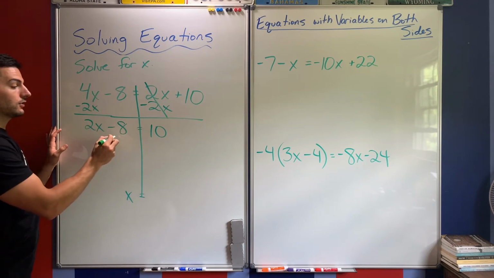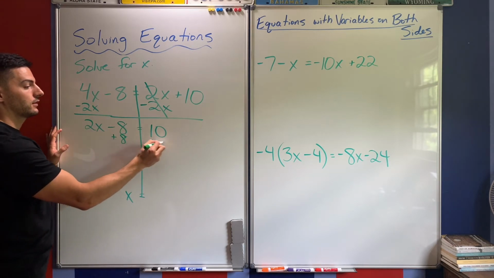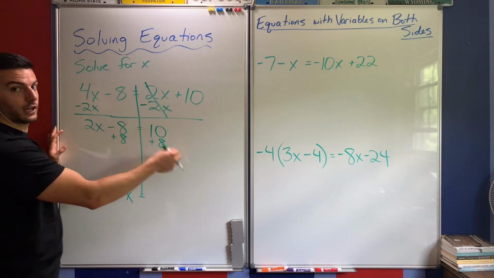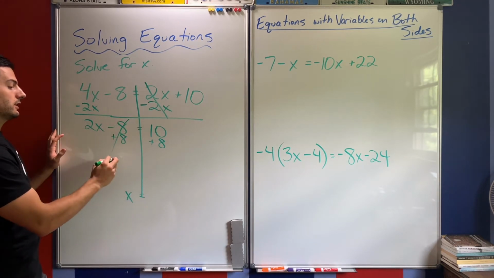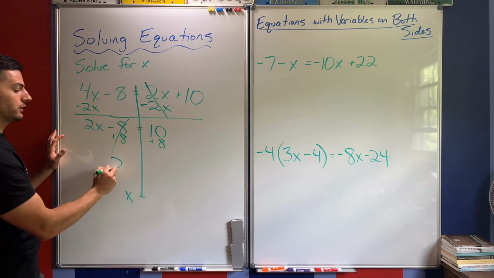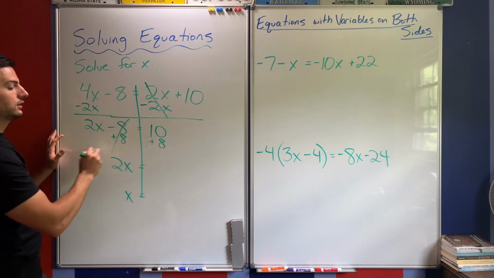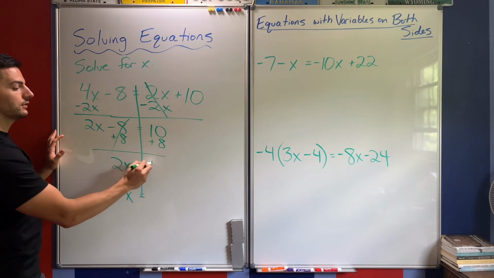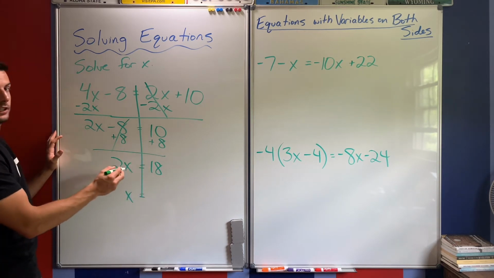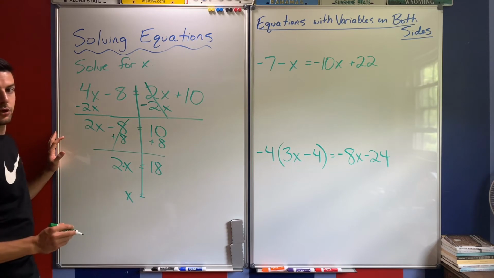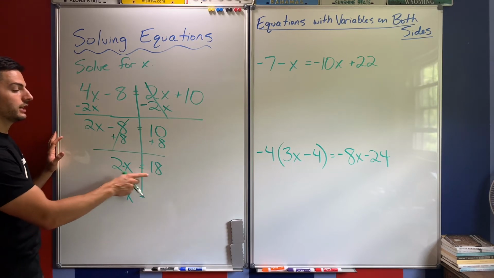Minus 8, how do I cancel that? With a plus 8. Plus 8, and I do it to both sides because that's the rule, right? So I cancel it. What didn't change comes down, so I get 2x equals 10 plus 8 is 18. So now it says 2x equals 18, and again, there's a multiplication here that it's not showing. So you think 2 times x equals 18.